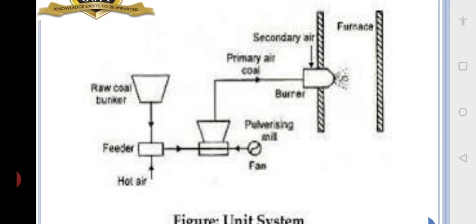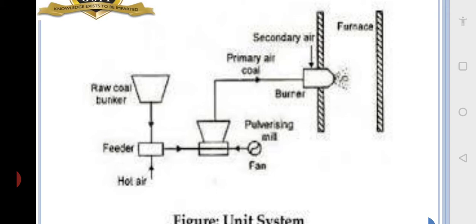So you can see here on the left there is a raw coal bunker. These are very huge. Raw coal bunker is there. That comes to the feeder. From feeder it comes to the pulverizing mill. And you can see at the bottom hot air is supplied. So hot air will dry also. Air does two purposes. One is for drying of the coal as well as to carry the coal, because like you have a pump to carry the water, but for coal here either you have conveyors for the lumps or else for pulverized coal you require air to convey it.